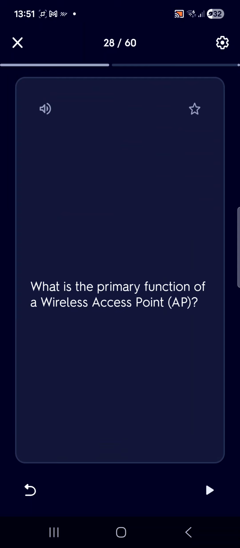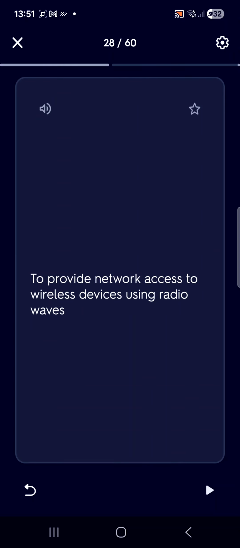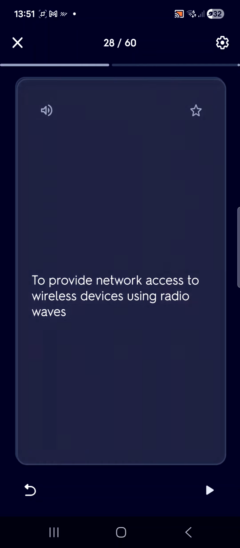What is the primary function of a wireless access point? To provide network access to wireless devices using radio waves.